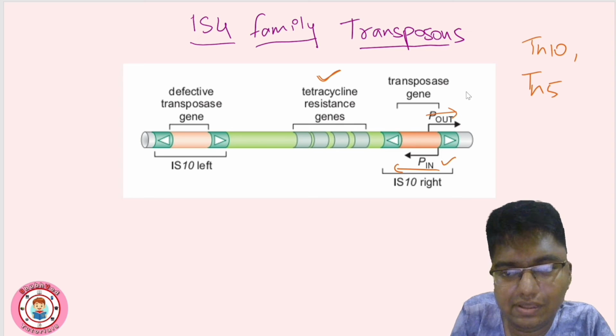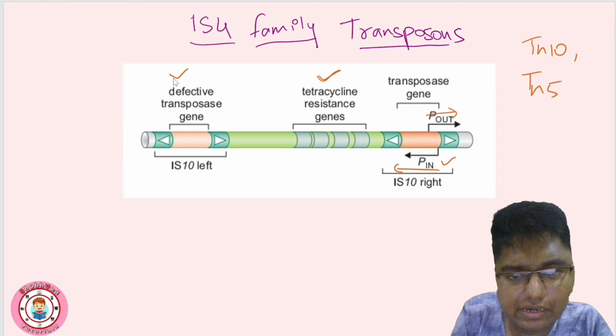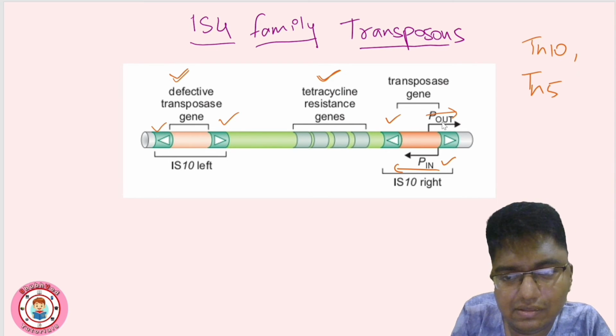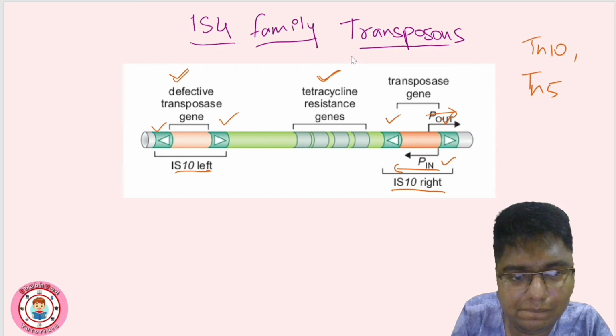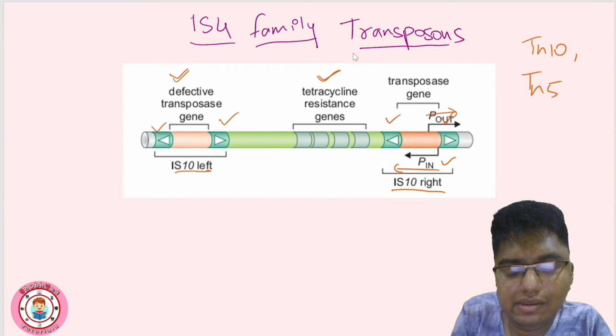Then this is the defective transposase gene, and here are the terminal repeats. These are inverted repeats, as the arrows are in opposite directions. This is known as IS10 left because it is present on the left side, and here is IS10 right. The function of this transposon is that tetracycline resistance genes will enter the bacteria. It gives resistance to the antibiotic tetracycline.